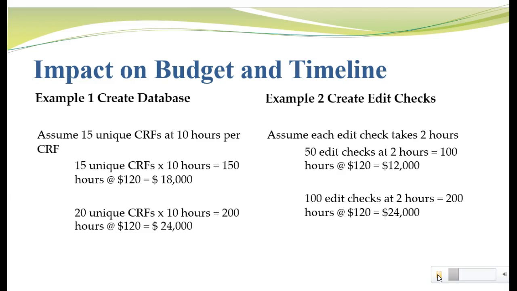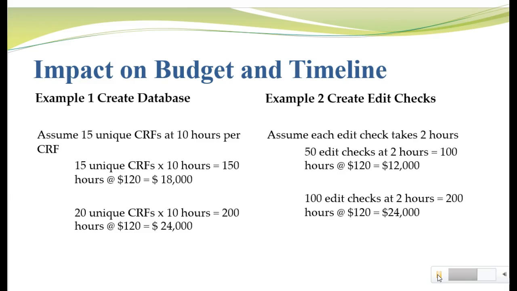Here are 2 examples. In the first, example 1, we assumed there were 15 unique CRFs, and that we would create 15 unique entry screens, and it would take us 10 hours per screen. This would mean we'd spend 150 hours creating the CRFs and be paid $120 for each of those hours. So our total budget for creating the data entry screens would be $18,000. What happens if the client decides to add an additional 5 case report forms? Well, if we don't adjust the budget, we're now doing $24,000 worth of work, but we're only getting paid $18,000, so we're losing $6,000.